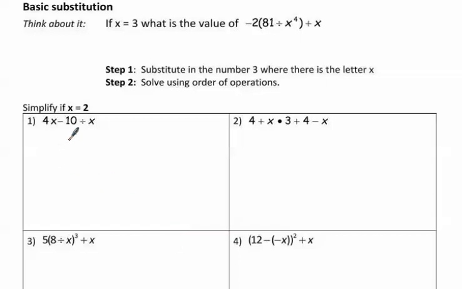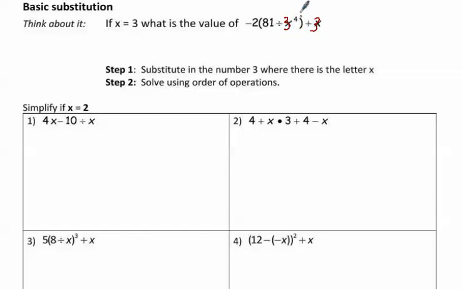Today we're going to talk about GEMDAS with substitution. Think about it. If x equals 3, what's the value of the following? First step is to substitute the number 3 where the letter x is. Step 2, solve using order of operations.